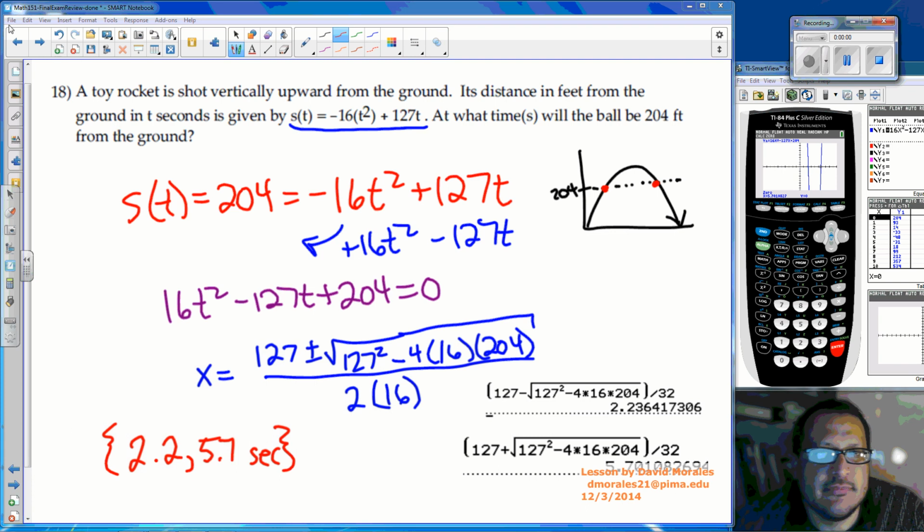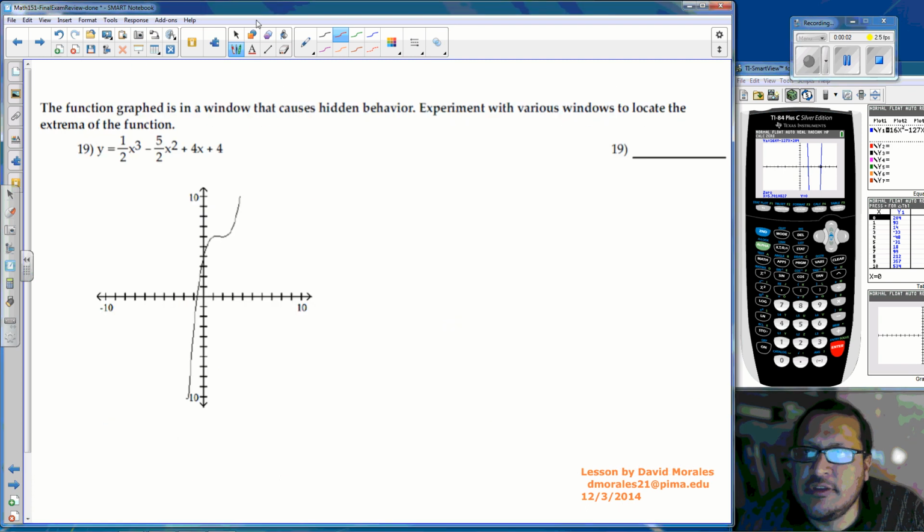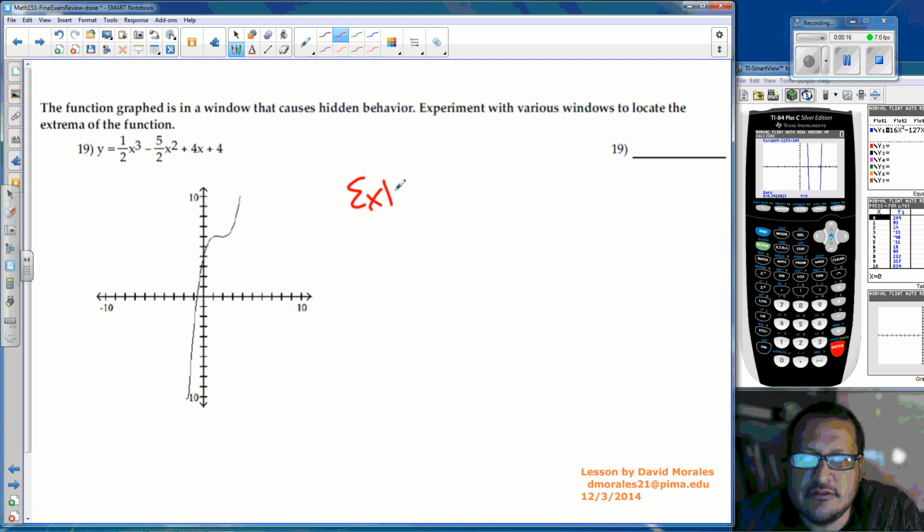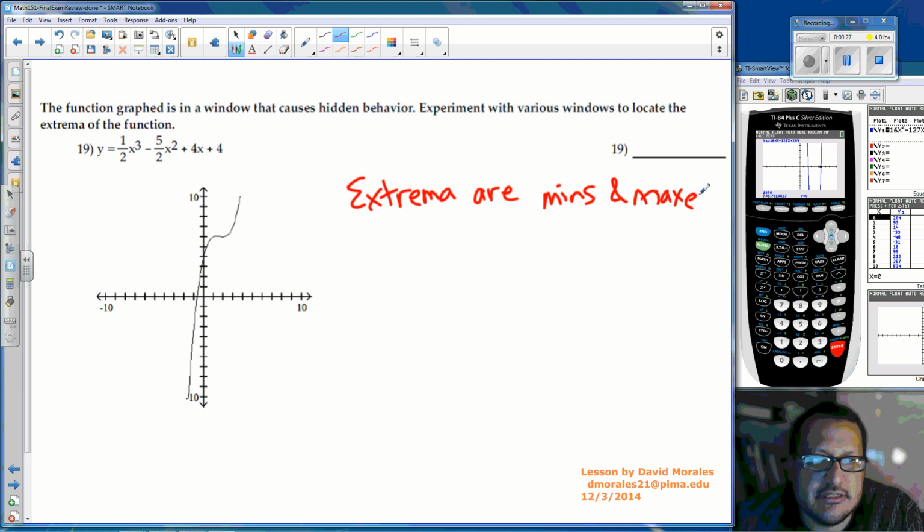Next up, this function, graph in the window, causes hidden behavior. Find experiment to find the extrema. Okay, what does that mean? Extrema are the mins and maxes. I guess the E-S, minimum and maximum.